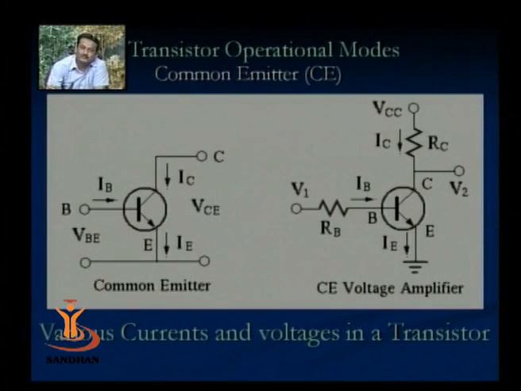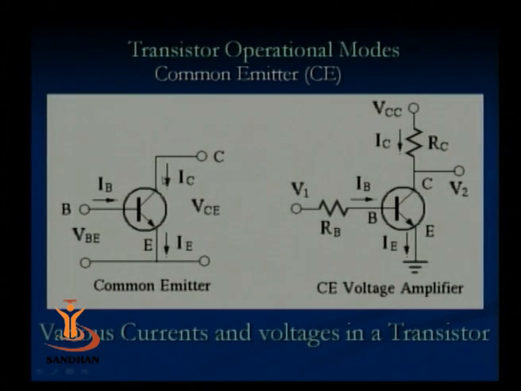The second case is when we keep the emitter common, as you can see in this figure. If you keep the emitter common between the base and emitter, then the second junction, or the second section, is collector and emitter.